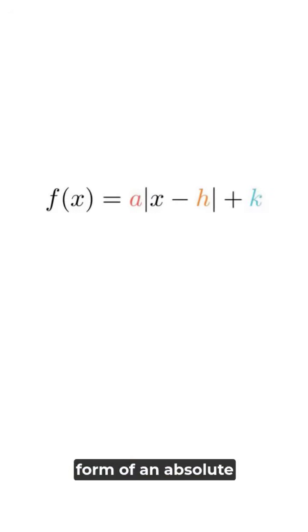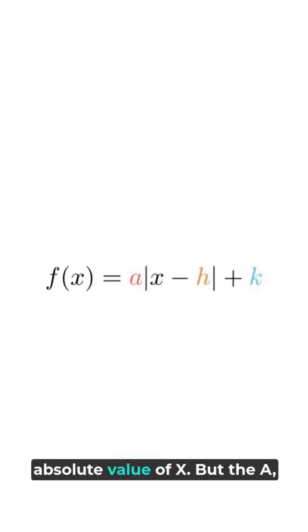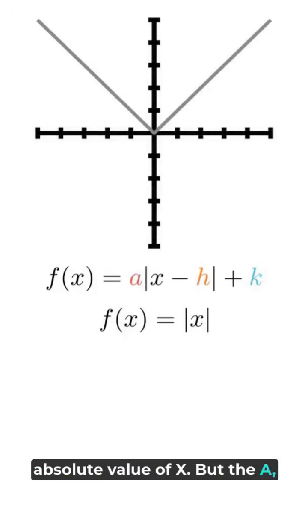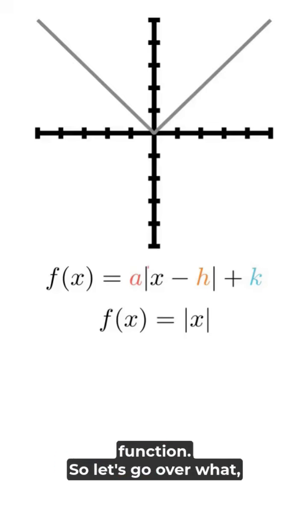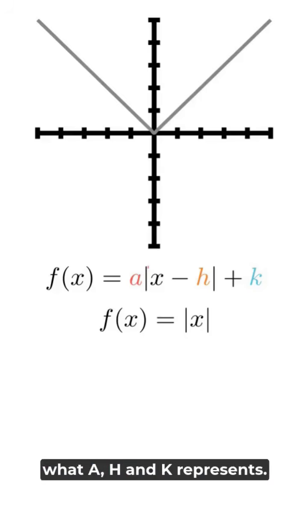Let's talk about the general form of an absolute value function. The general form of an absolute value function is f(x) = a|x - h| + k. As you know, the parent function of an absolute value is f(x) = |x|, but the a, h, and k, of course, will transform our parent function into a new child function. So let's go over what a, h, and k represent.